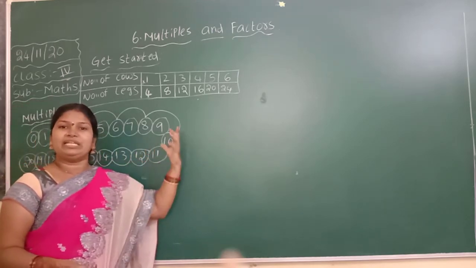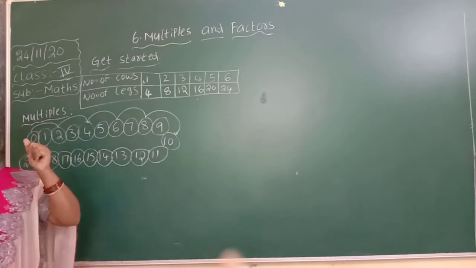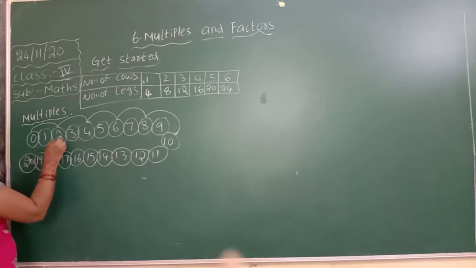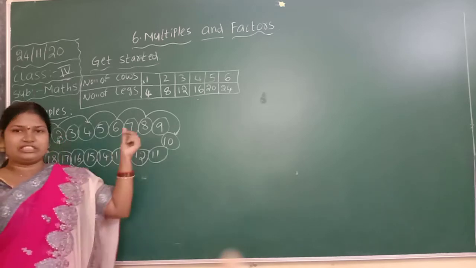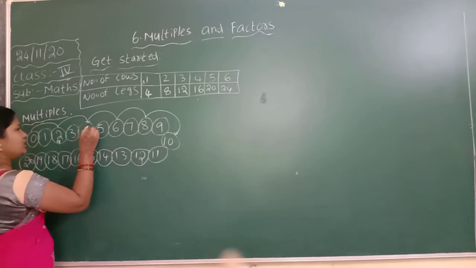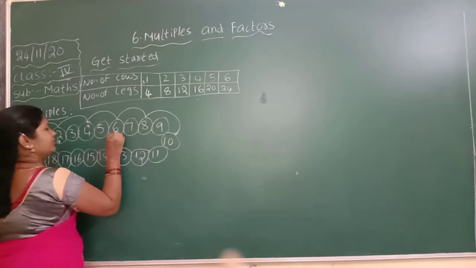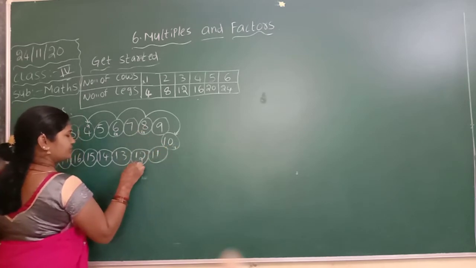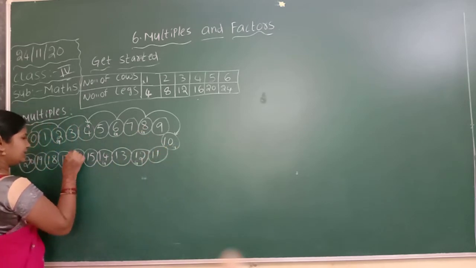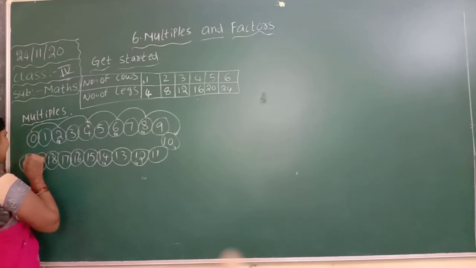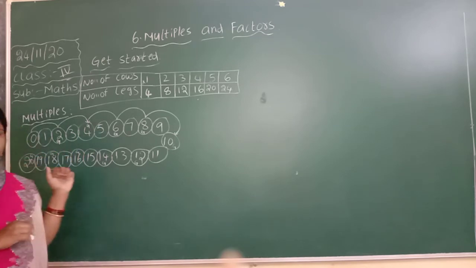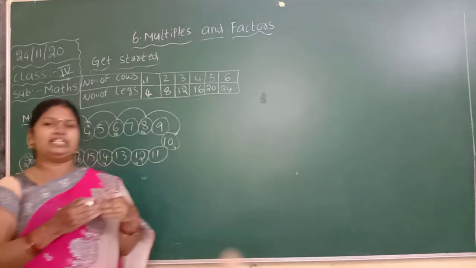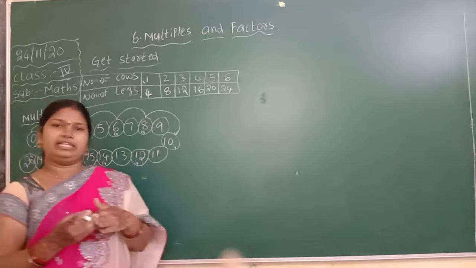The frog's jumping numbers should be shaded with the color green. You have to use crayons for shading the circles. For this, 4 should also be shaded green. 6 also green. 8 also green. Green, green, green, green. 20 also green, like this. The numbers the frog jumps on should be shaded with green.